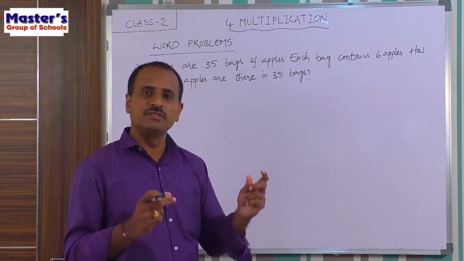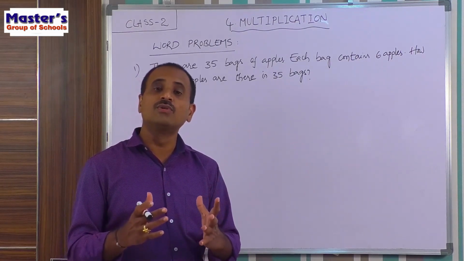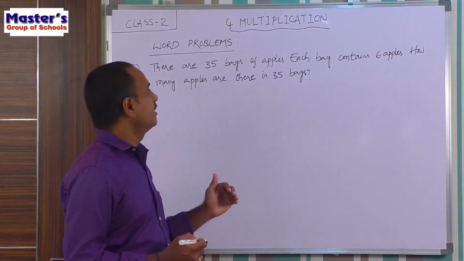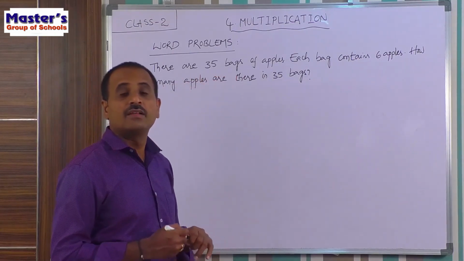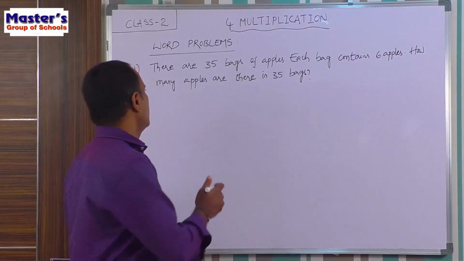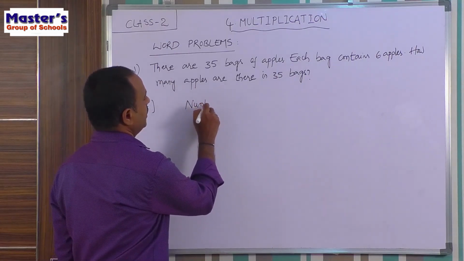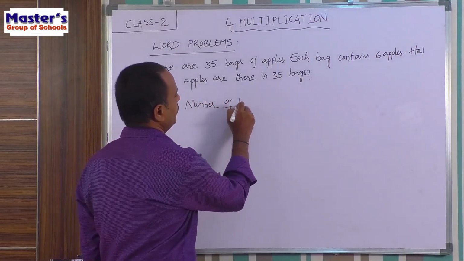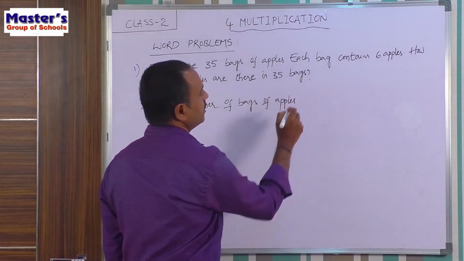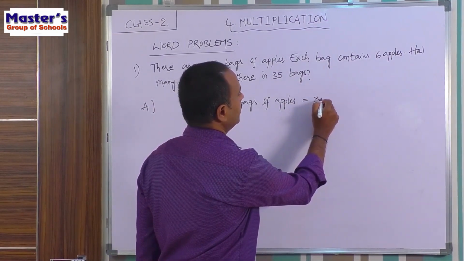So children, first you write the steps for every word problem. First learn how to write the steps for every word problem. So first write the steps. Children, how many bags of apples are there? There are 35 bags of apples. So write the first step as number of bags of apples. Children, how many bags of apples are there? There are a total of 35 bags. So that is equal to 35.